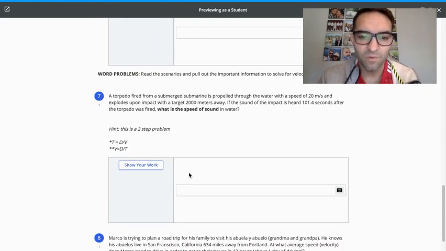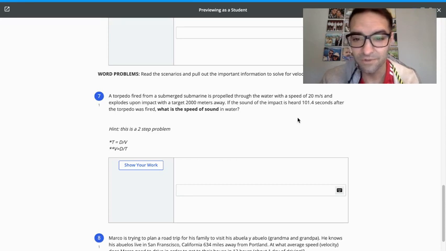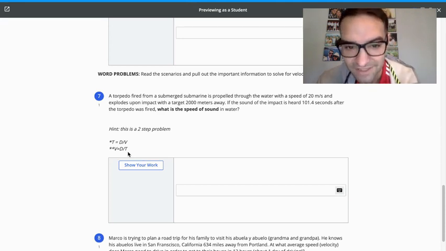Now, we have a couple word problems. Doing your best to pull out the important information. My hint for this first one, question 7, is it is a two-step problem. The first thing you're going to have to do is solve for time, and then you're going to have to find the difference. Well, actually, you can almost call it a three-step problem. Then you're going to have to find the difference in time, and then you're going to be able to find the velocity of speed.